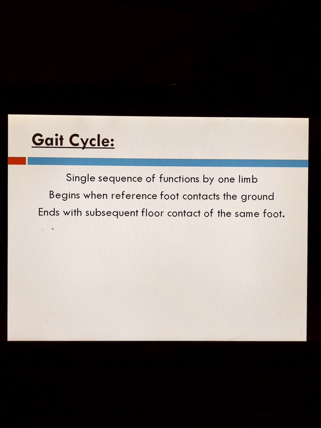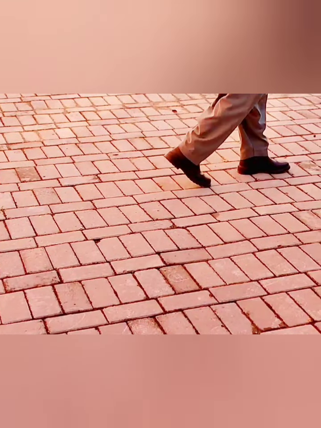Gait cycle can be defined as a single sequence of function by one limb. It begins when the reference foot contacts the ground and it ends when the subsequent floor contact of the same foot occurs.